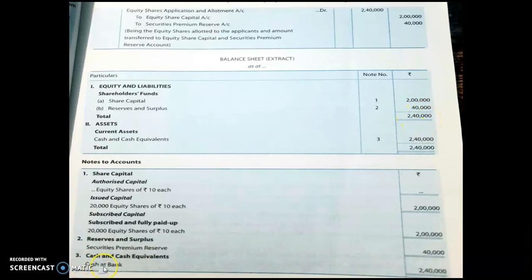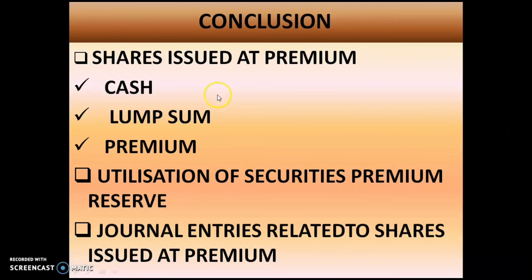Now in the balance sheet you can see the asset side, that is cash at bank 2,40,000, you will show it under the head asset, current asset, cash and cash equivalent, that will give you 2,40,000. You can notice that the balance sheet has tallied. So this is how you have to prepare the balance sheet of a company. So this is what it is all about shares issued at a premium.